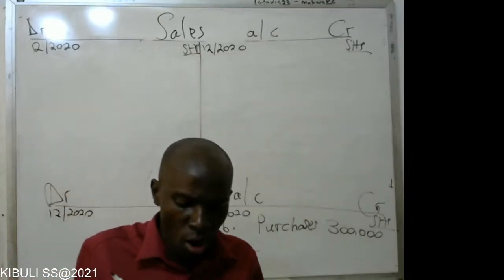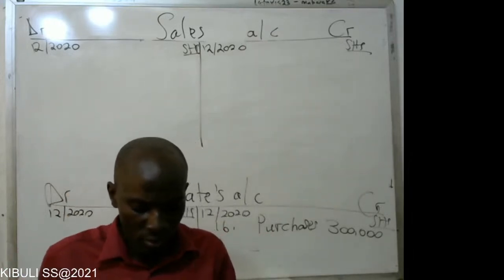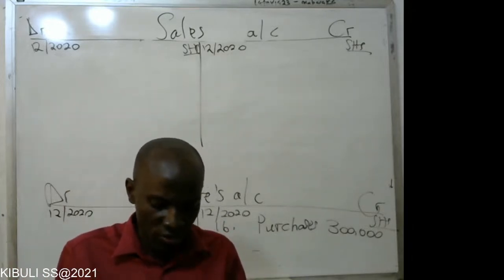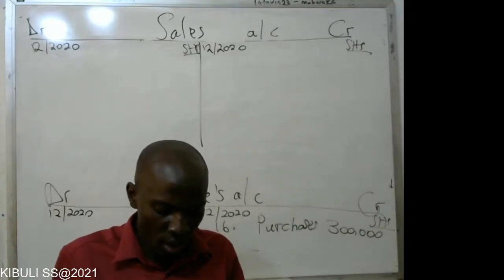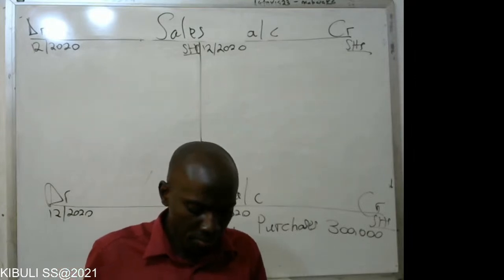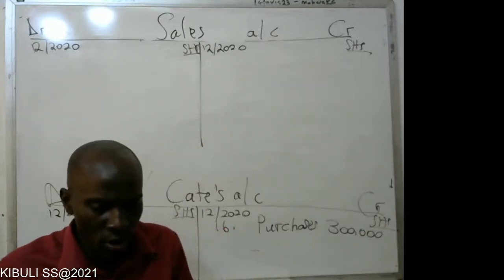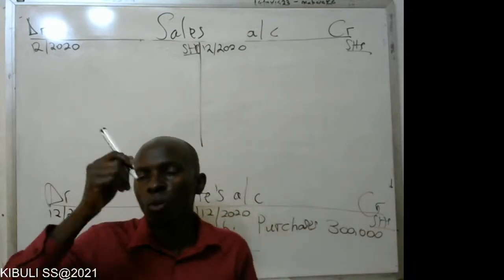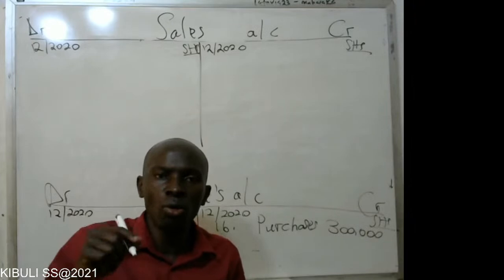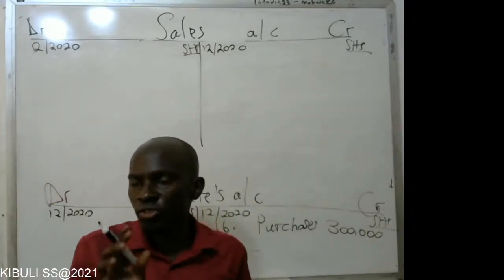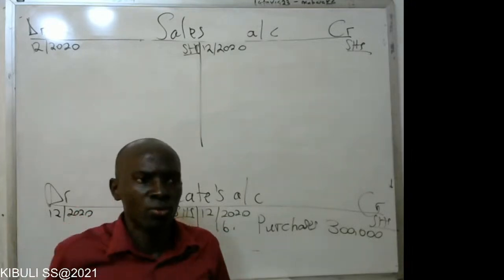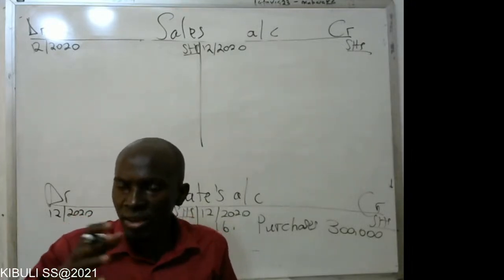You have the transaction on 6th, which says cash sales 40,000. So if they are cash sales, remember in the cash book we debited the cash. So implying that in the sales account we are going to credit. And members should observe that the sales account is ever giving out.